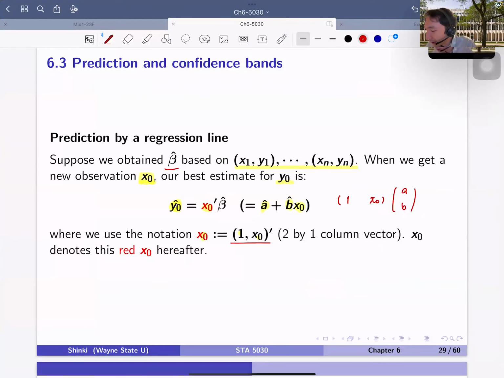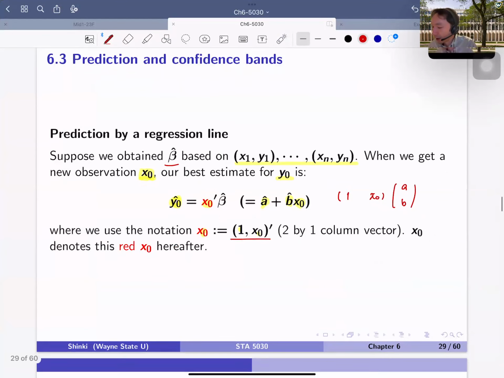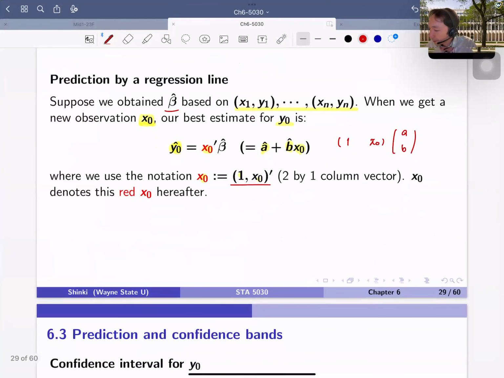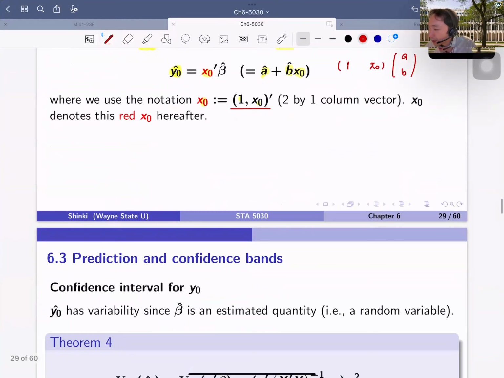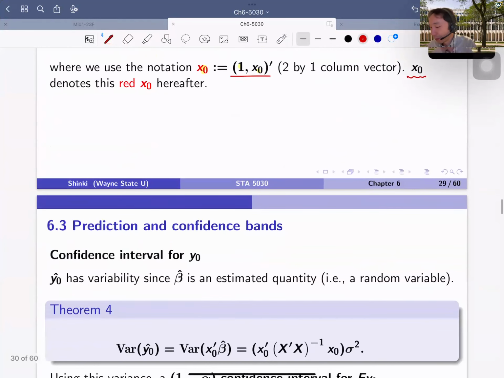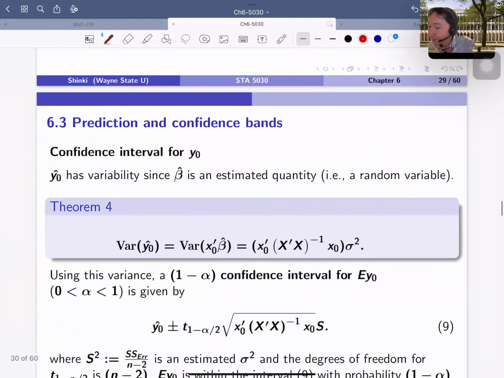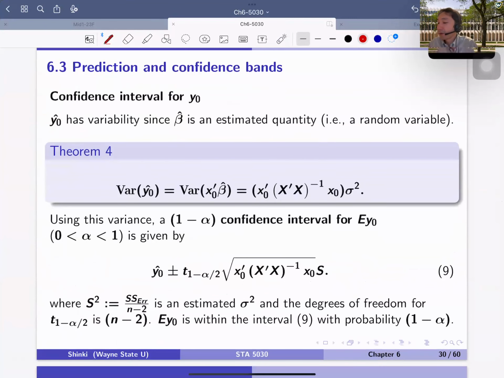So the x naught is the vector of 1 and x naught. Yeah, it's a little confusing, but the x naught denotes this red x naught. So x naught denotes the vector of 1 and x naught in the following pages. Okay, so at first, we want to see the confidence interval for y naught.